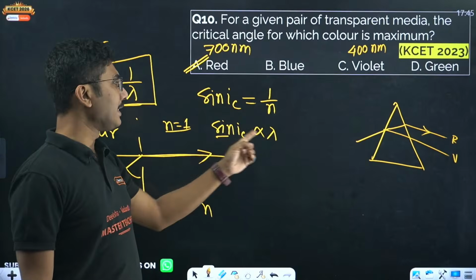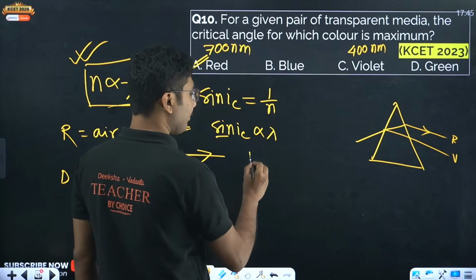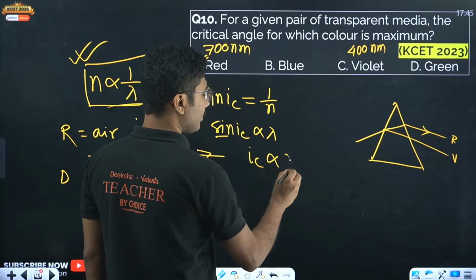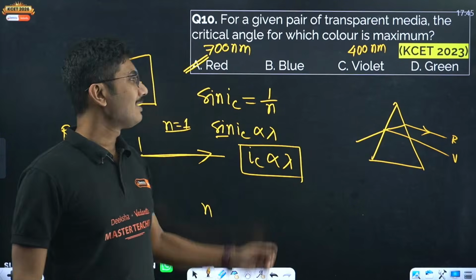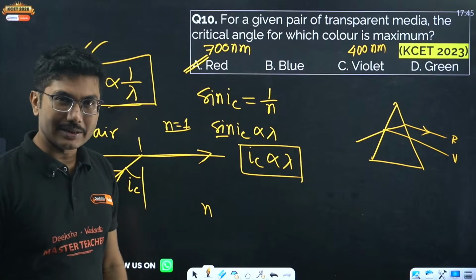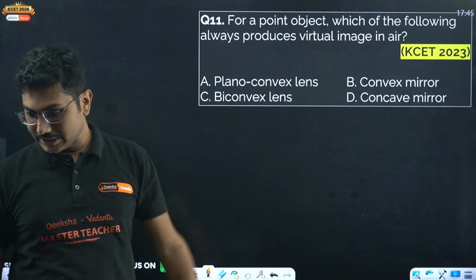Now sine of the critical angle is proportional to lambda. That means you can say that the critical angle is also proportional to lambda. Higher the wavelength, higher is the critical angle. That means red will have the highest critical angle. So what is this question? This is an easy question.